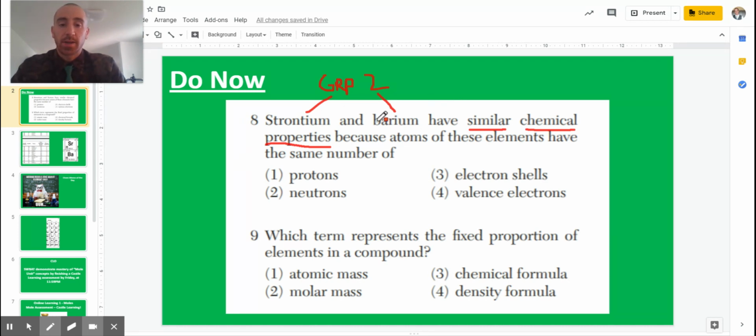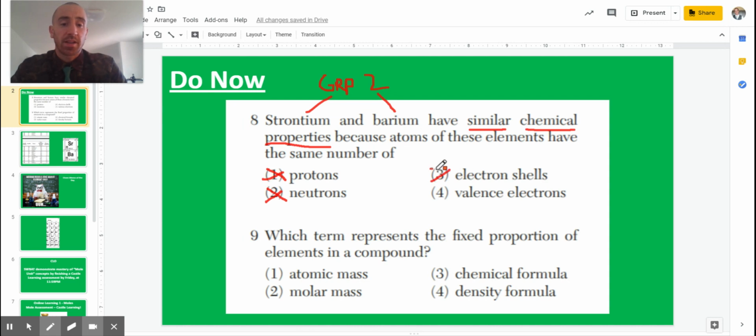Well, strontium and barium certainly don't have the same number of protons. They don't have the same number of neutrons. If they had the same number of protons, they would have the same atomic number. They would be the same element. So we know that can't be the case. Neutrons also doesn't make a whole lot of sense because they are different atoms, and they're relatively far apart on the periodic table. So they're going to have different numbers of protons and different numbers of neutrons.